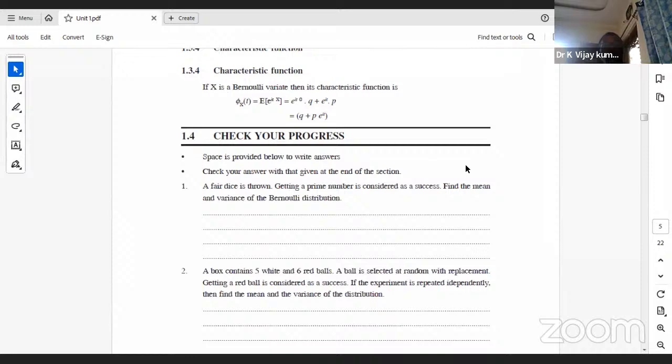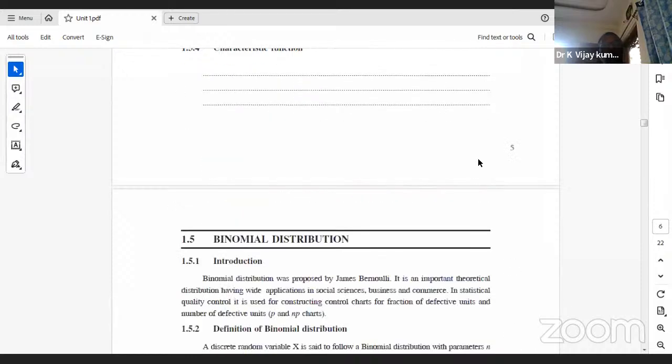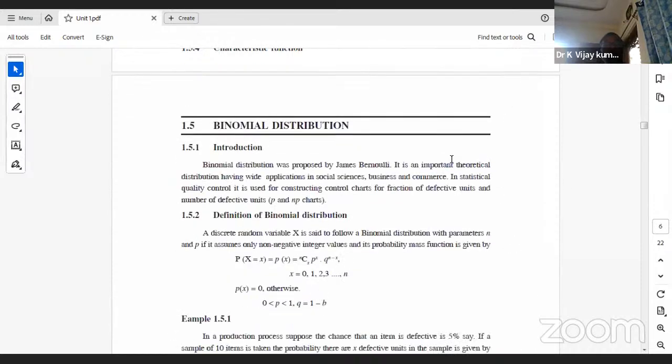So we can take the binomial distribution now. Sheikh, are you listening? Mr. Sheikh, are you listening? Okay.